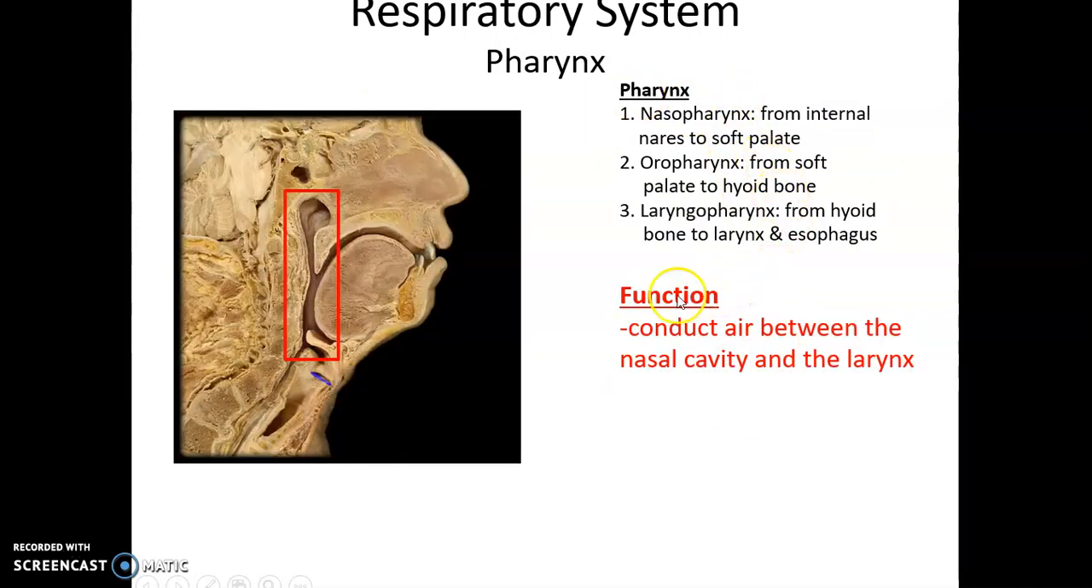The function of the pharynx is to conduct air between the nasal cavity and the larynx. So it carries air to the larynx when you breathe in, and to the nasal cavity when you breathe out.